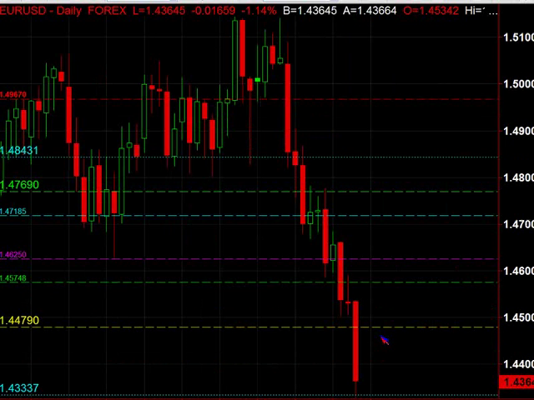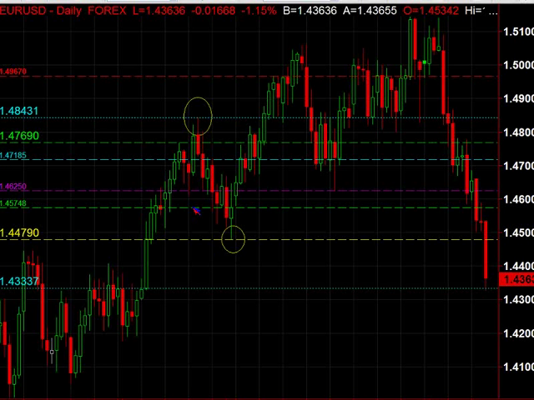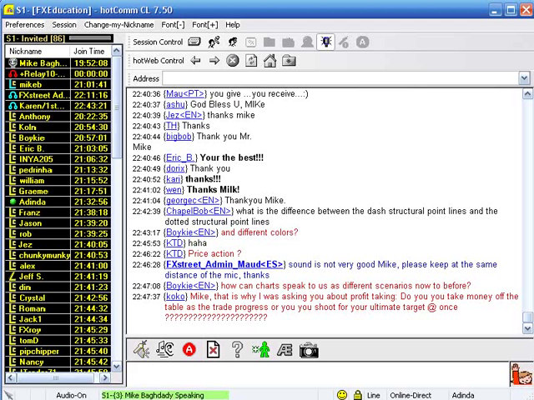So now we get a point. You're going to measure the move above it and you're going to measure the move below it. And as far as profit taking, Coco, here is what you should be doing.